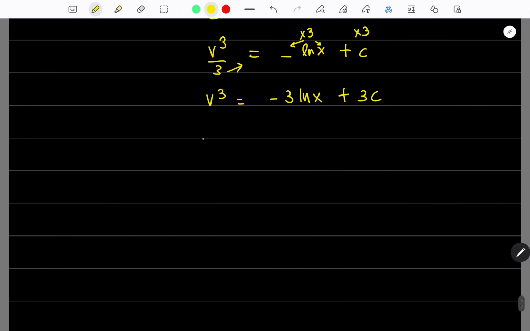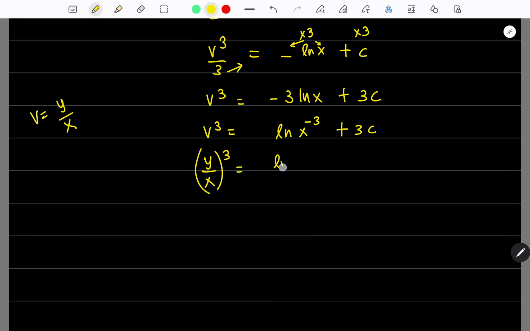So v cube is equal to, I'll write this as ln x to the power of minus 3, and then plus 3c. Now the last step: v is equal to y by x. So v is y by x the whole cube, which is equal to ln x to the power of minus 3. Normally you don't like a power of minus 3, so let me keep it as 1 by x cube plus 3c.